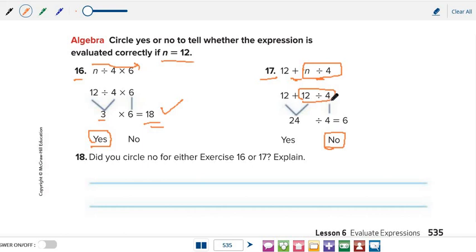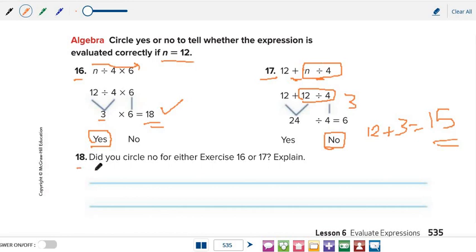12 divided by 4 equals 3. Now we can add 12 plus 3. Now it's 12 plus 3 equals 15. So the value of this expression is 15, not 6. There is a big difference, right, between 6 and 15. So please, grade 3, be careful. When you have more than one operation, know which operation you have to start with.